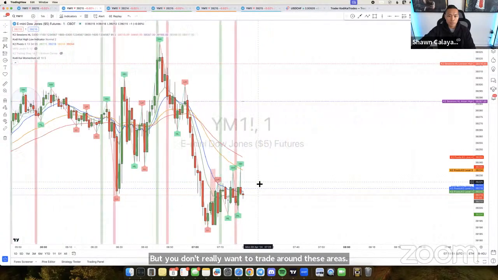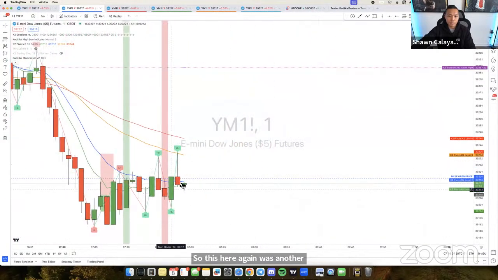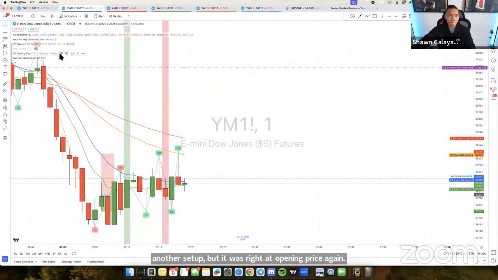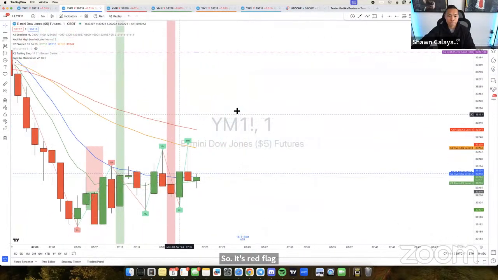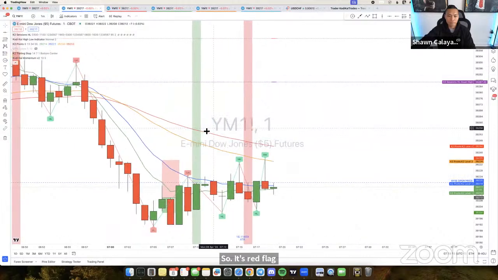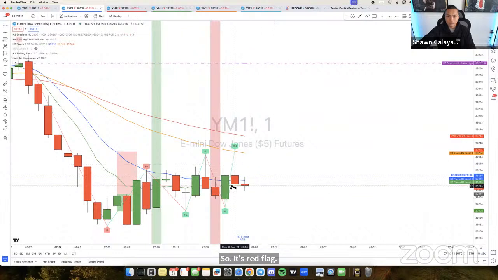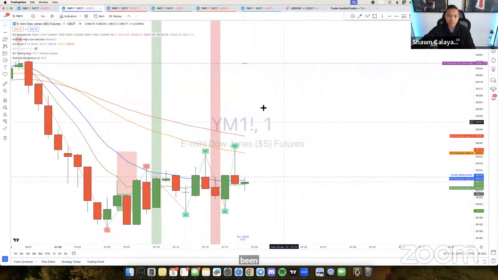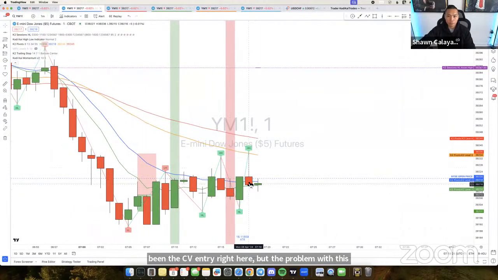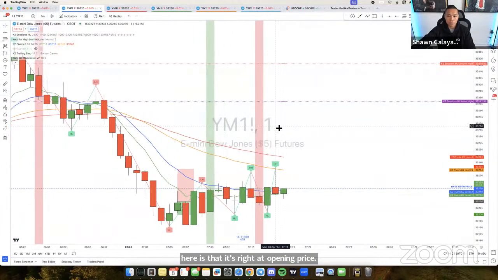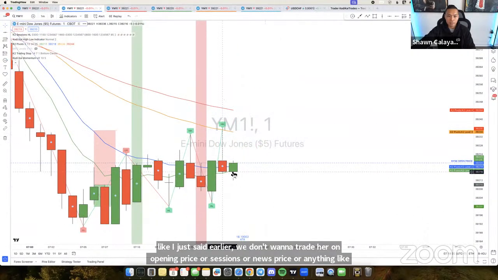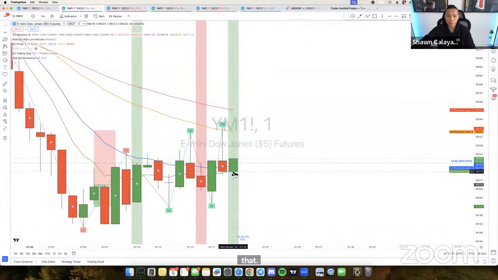So this here again was another entry, guys. It was another setup, but it was right at opening price again. So it's a red flag. Man, today's just full of red flags. This would have been the CB entry right here, but the problem is that it's right at opening price. Like I just said earlier, we don't want to trade around opening price or sessions or news price or anything like that. So this is actually not an entry that we would have taken because again, it's at the red flag.